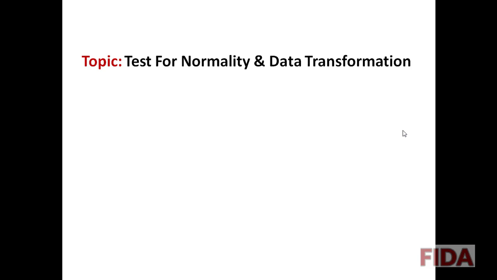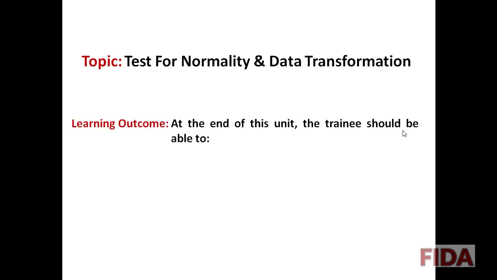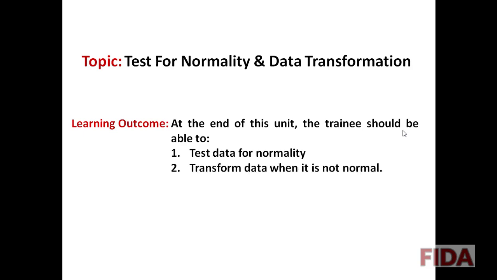When your data is not normally distributed, you find out that there is something not normal in it. So we try to ensure that our data, before we go into analysis, is normally distributed. So we are going to look at all this, and if we do not meet this condition, we will go ahead to transform our data. So it is expected that at the end of this unit, you should be able to test data for normality and also transform data when it is not normal.